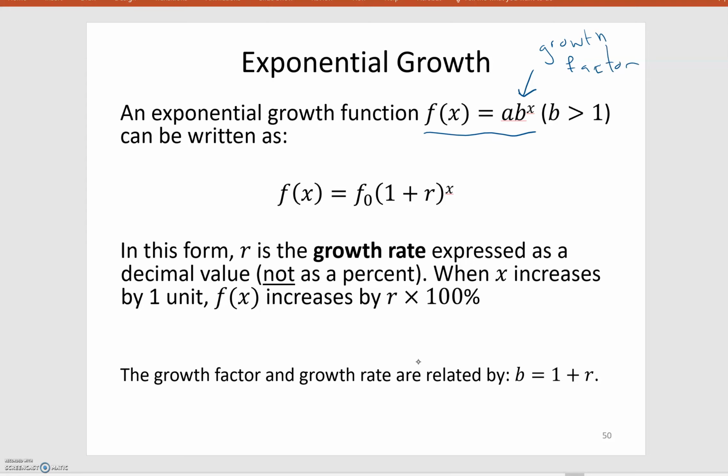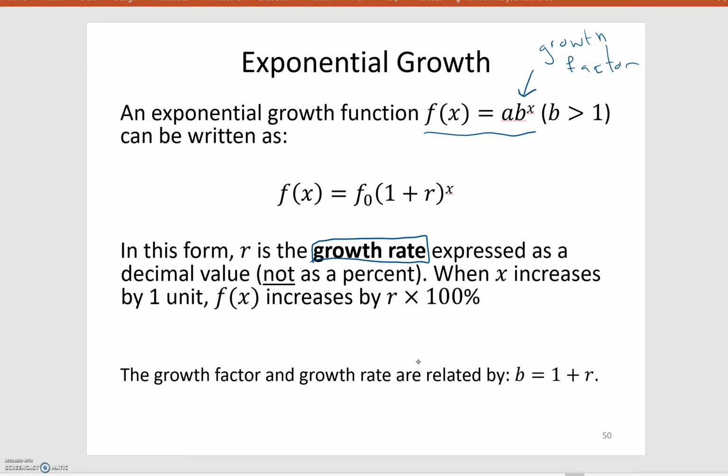But there's another very common way to express this function, and that's what you see down here. And this is in terms of what we call the growth rate. So I want to stress that this form and this form are interchangeable. They are saying the same thing. They're just stressing different parts of the function, okay?